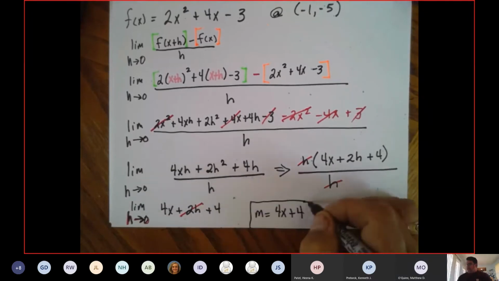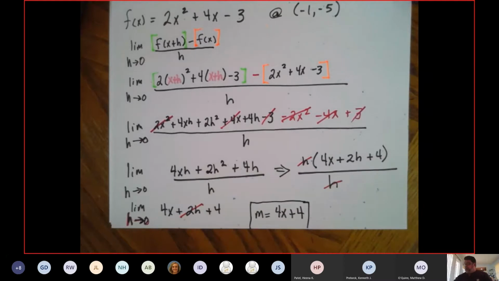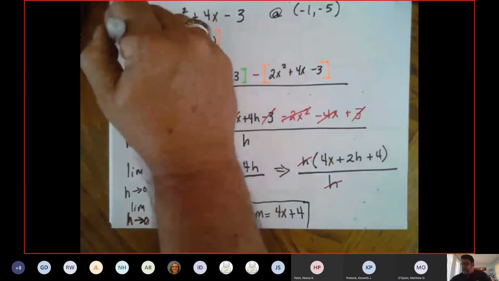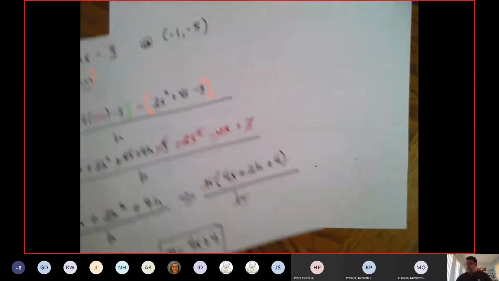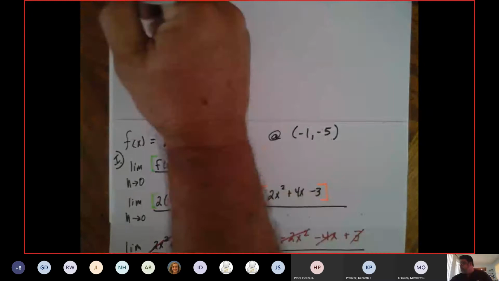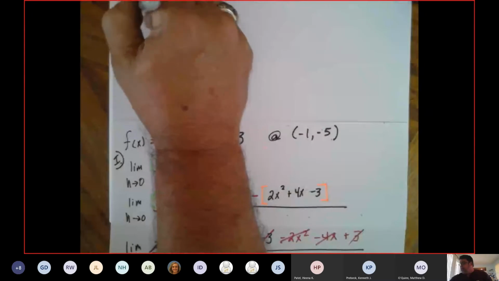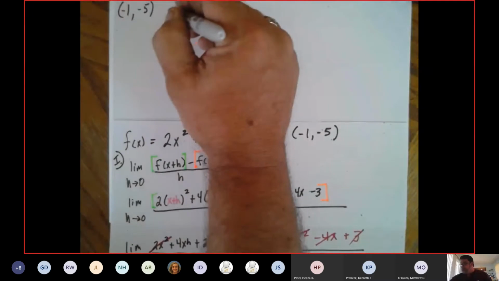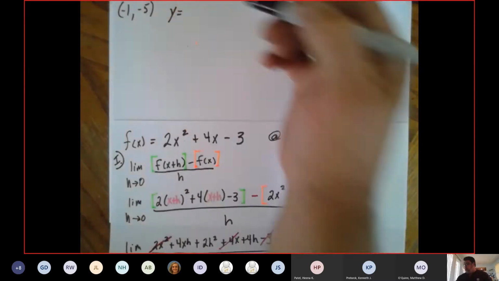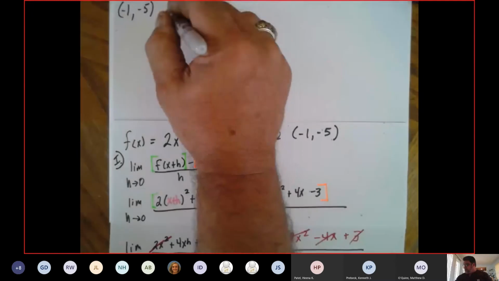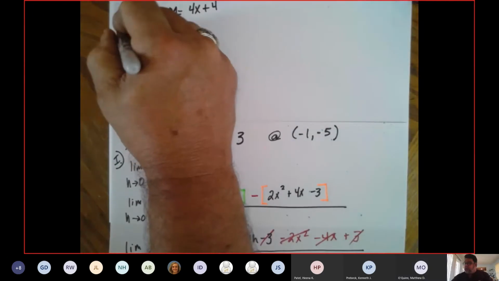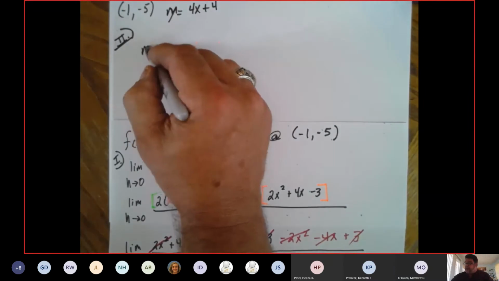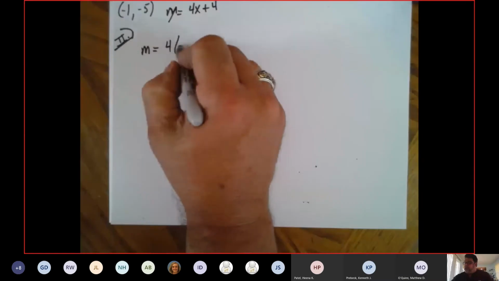Now you've just done the first part. Now I've got to go up here and do the second part. So this is the first part. The second part is you've got the point -1, -5, and the slope equation is m equal to 4x plus 4. So here's part 2. Part 2 says I got to find my slope. M is equal to 4 times -1 plus 4.